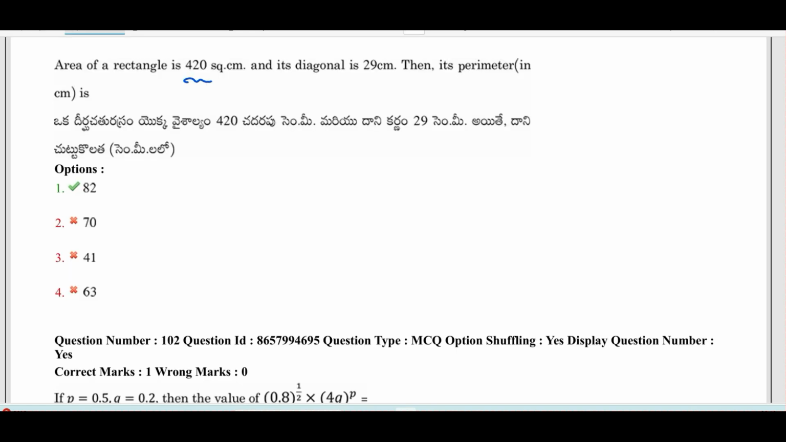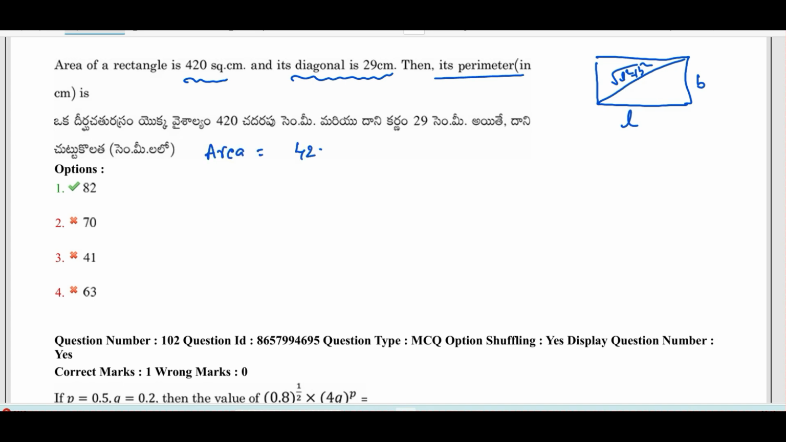The area of a rectangle is 420 square centimeters and its diagonal is 29 centimeters. Then we are asked to find its perimeter. Here we are given a rectangle, we don't know the length and breadth, but we know its diagonal. If we know the length and breadth, the diagonal of a rectangle is the square root of L square plus B square, by using the Pythagoras theorem. We can write that. And we know the area of this rectangle.